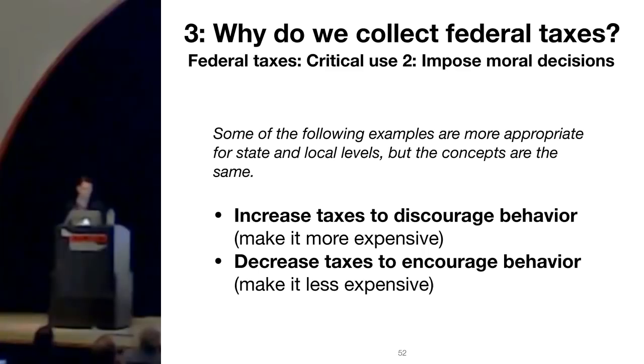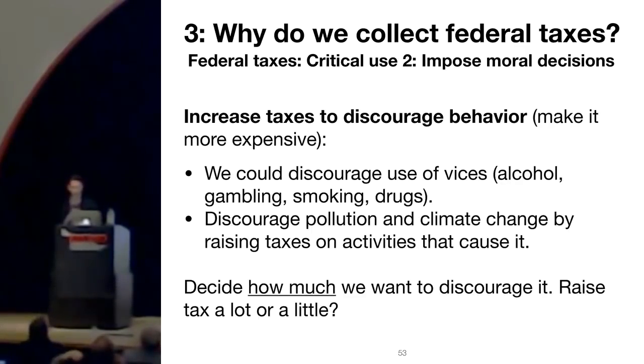Critical use number 2 for federal taxes, and it's called imposing moral decisions. Some of the following examples are more applicable to state and local. However, the concepts are exactly the same. So we could increase taxes to discourage behavior by making it more expensive. We could decrease taxes to encourage behavior by making it less expensive.